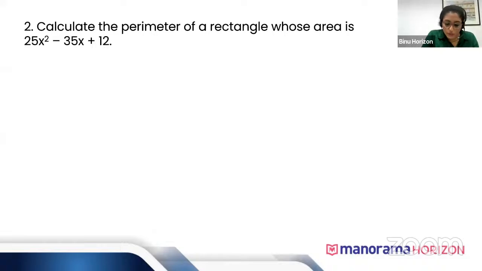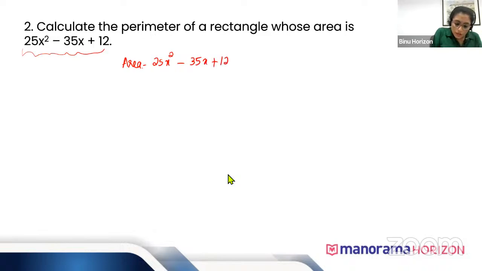Calculate the perimeter of a rectangle whose area is 25x square minus 35x plus 12. So area of a rectangle is given as 25x square minus 35x plus 12. When you get a quadratic polynomial, what you have to do is use the factorization method by splitting the middle term. That means you have the middle term over here as minus 35. I'm not taking the variable, just minus 35, and that is your b term because the general form is ax square plus bx plus c.